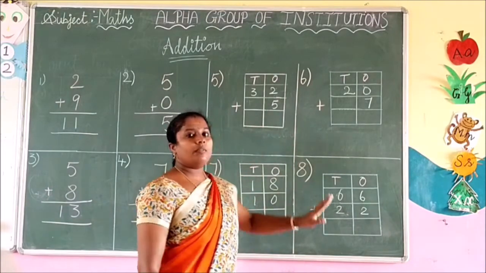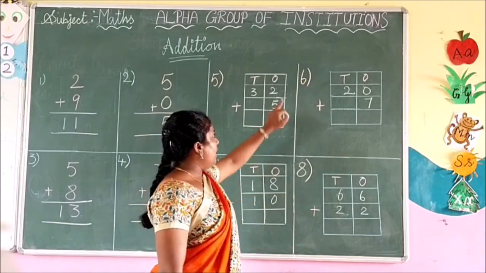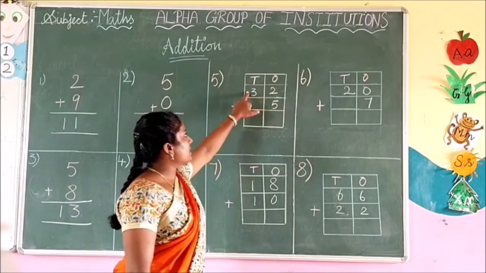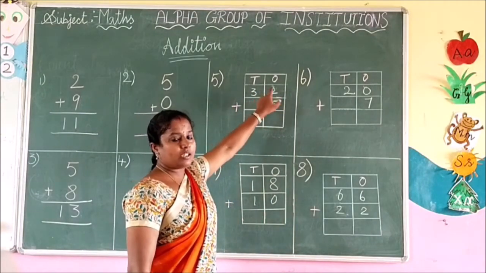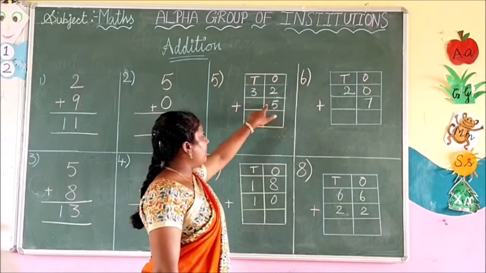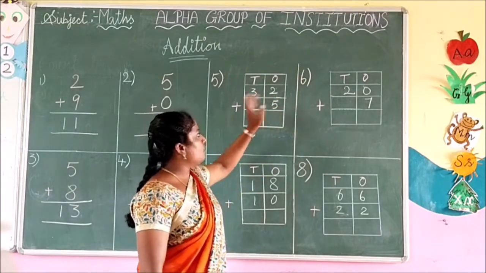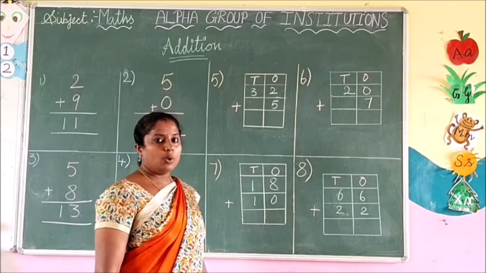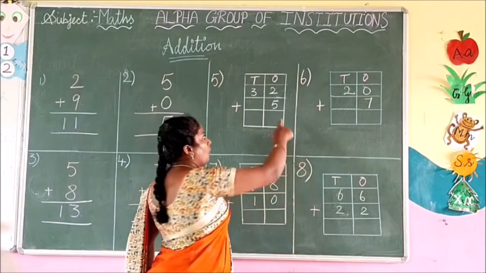How? Here we have to see the place values. What is this? 3, 2. 3 is in 10's place, 2 is in 1's place. So 32. And 5 is a single-digit number, so 5 is in 1's place. Now what we have to do? We have to add the numbers in 1's place.